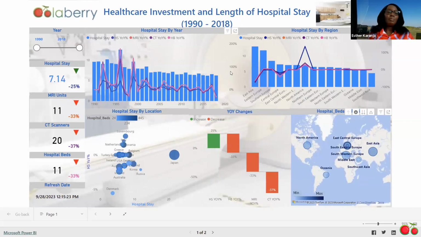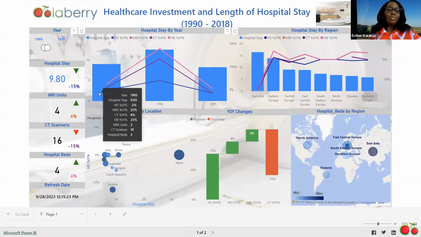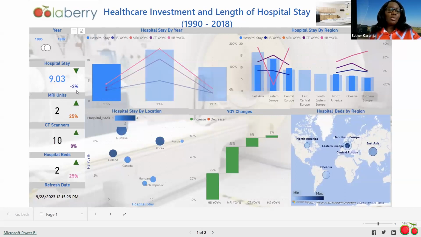Now, I want us to focus on 3 specific years, and I'm just gonna select them up here. I'm gonna filter the data. So the 3 specific years I want us to focus on, and we'll grab our insights from here too, is from the year 1995 to 1997. As we can see here, in the year 1995, the hospital stay was negative 2%. And then we see the MRI units didn't have much investment, the CT scanners and hospital beds.